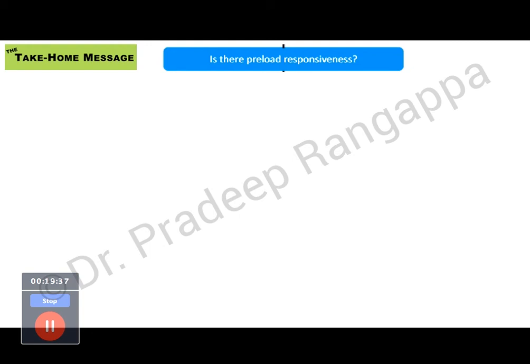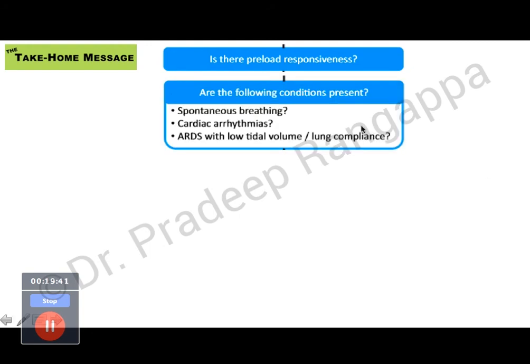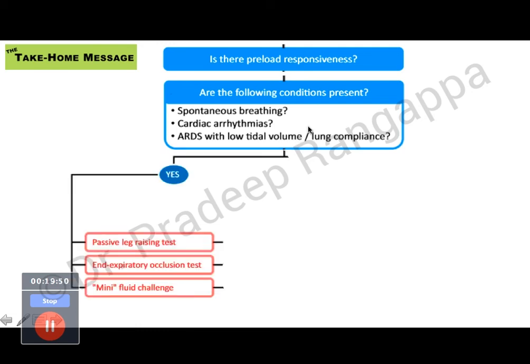If you look at this algorithm, you would see whether the patient is preload responsive, and then the second thing you would look at is whether the patient is spontaneously breathing, whether he has cardiac arrhythmias, or whether he has ARDS with low tidal volume. If the answer is yes, if the patient is spontaneously breathing, if he has cardiac arrhythmias, then you would go for a passive leg raising test, and the passive leg raising test is validated against cardiac output, right?